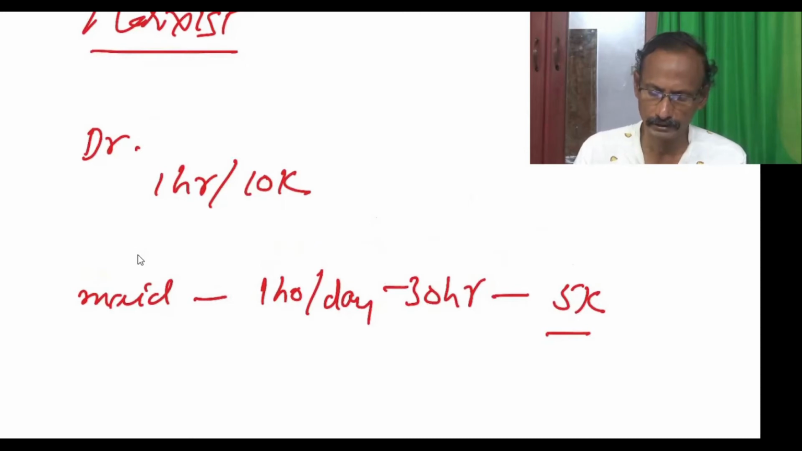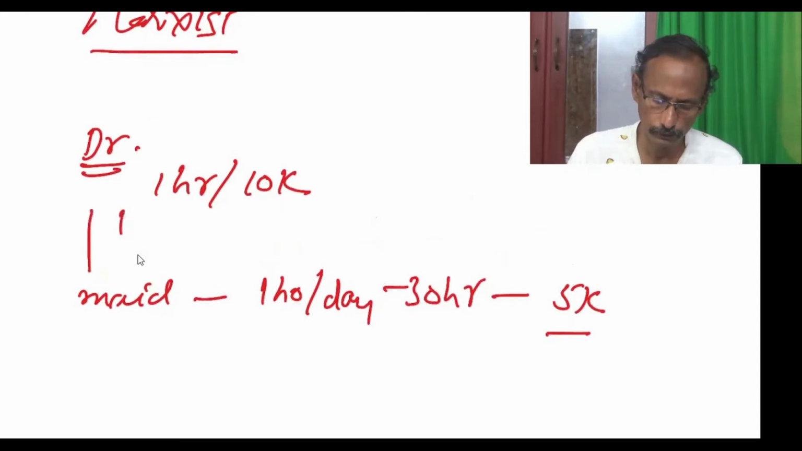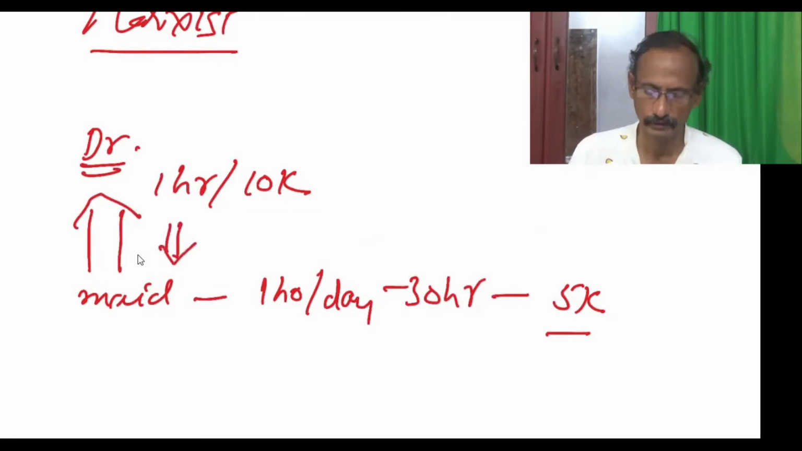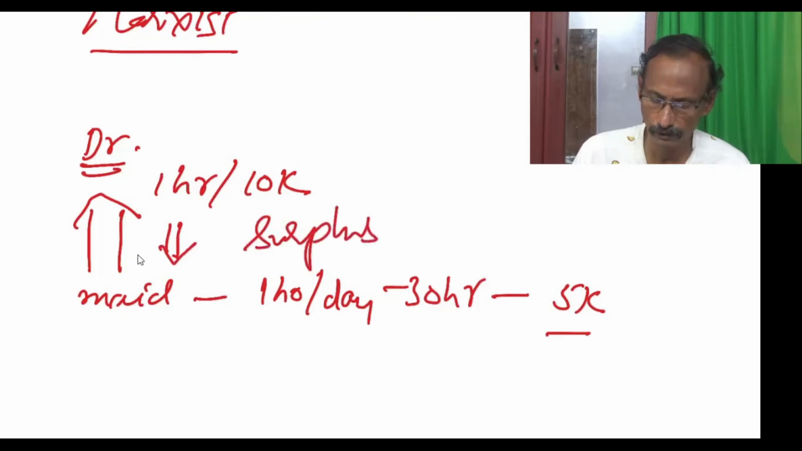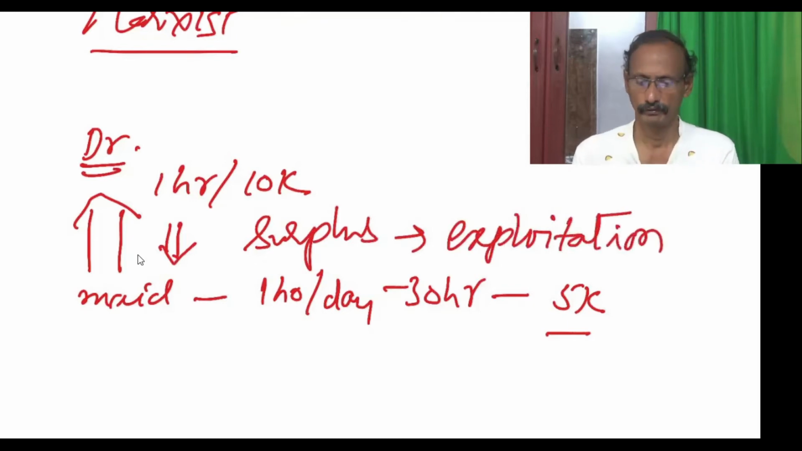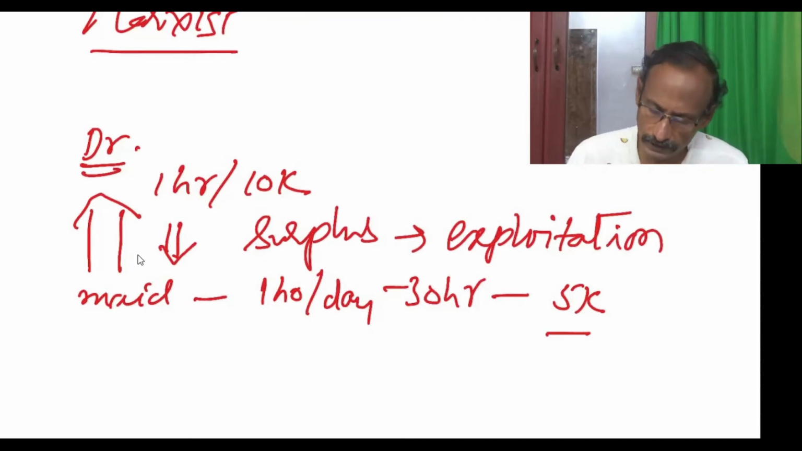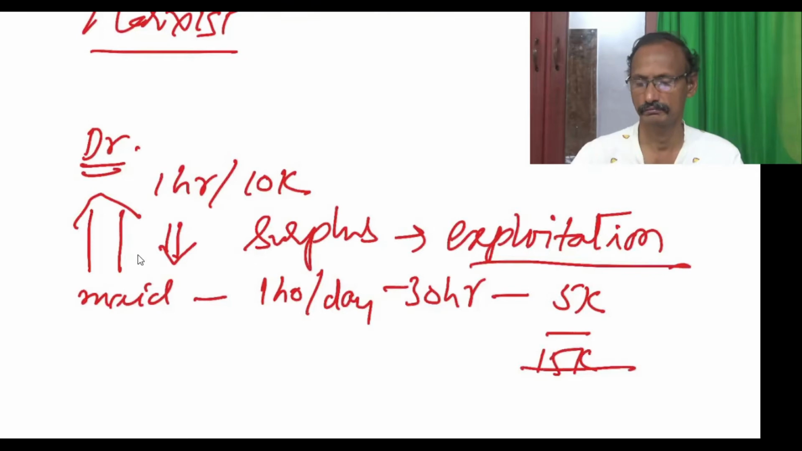So if the maid doesn't work, the doctor will have to do the work, and the doctor will lose a lot of income. So the contribution from the maid is huge, whereas what the maid is being given is small. This is called surplus. Marx calls this exploitation. To Marx, any surplus is exploitation. Even if the maid is given 15K, Marx will still call it exploitation.